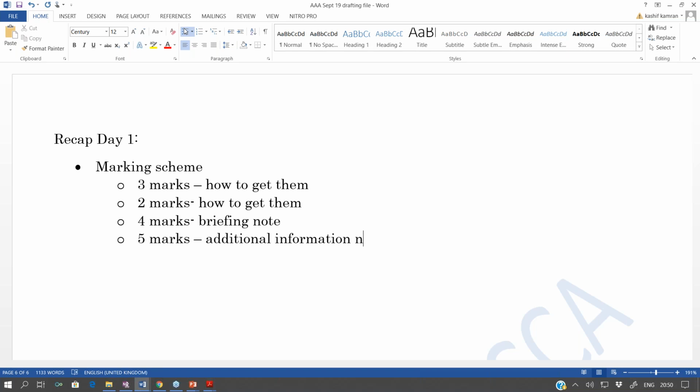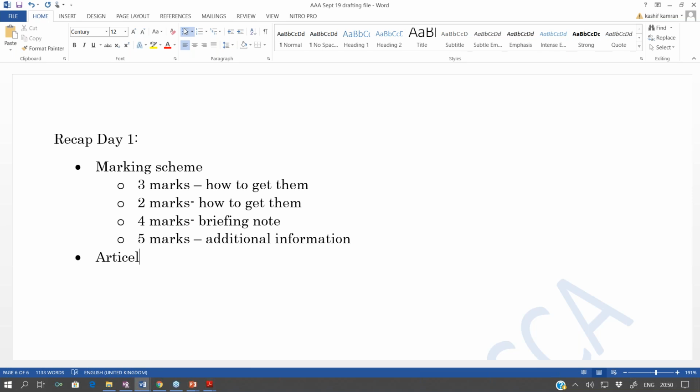So I have covered today the 3 marks, the 2 marks, the 4 marks, the briefing note, and the 5 marks for additional information. Is everyone clear on that? 3, 2, 4, 5? Right? So the marking scheme was the most important thing we got. Then secondly, articles.